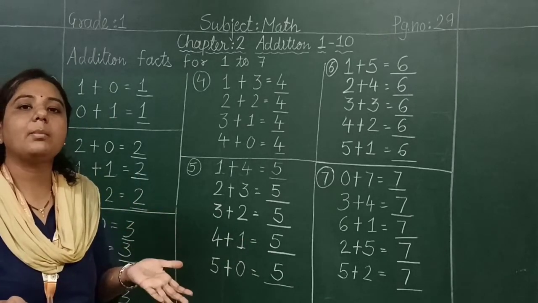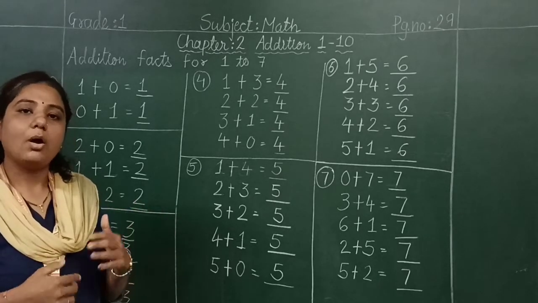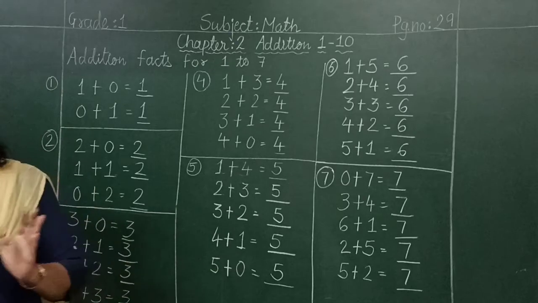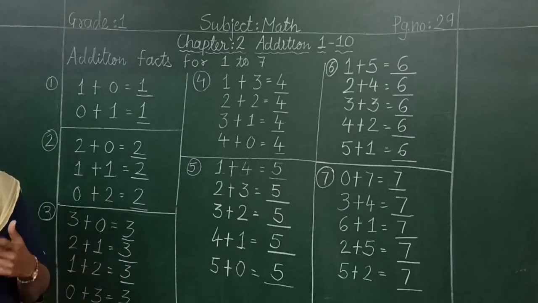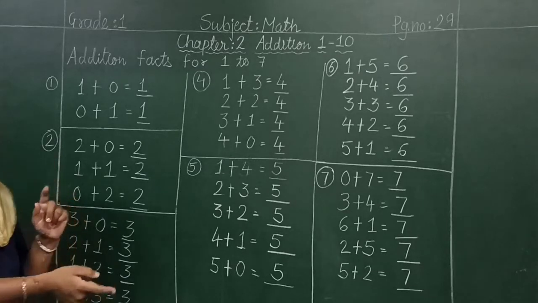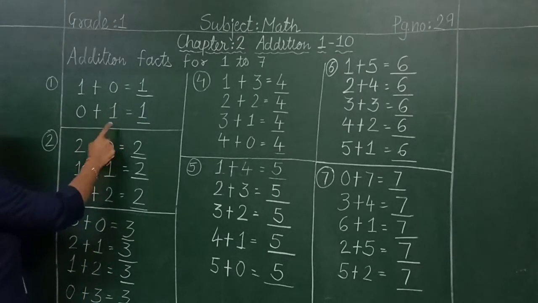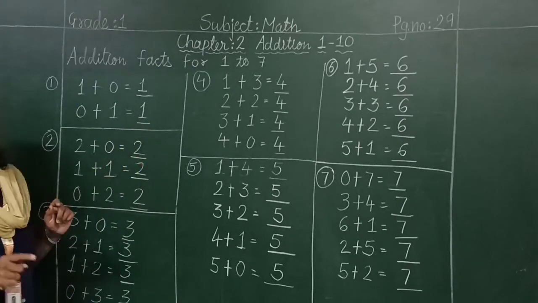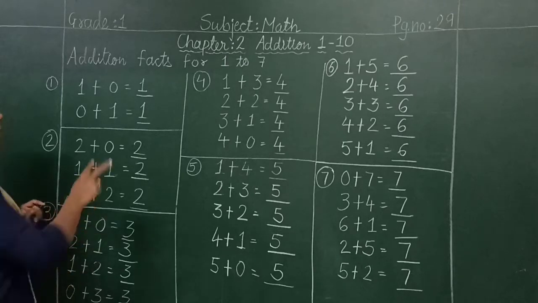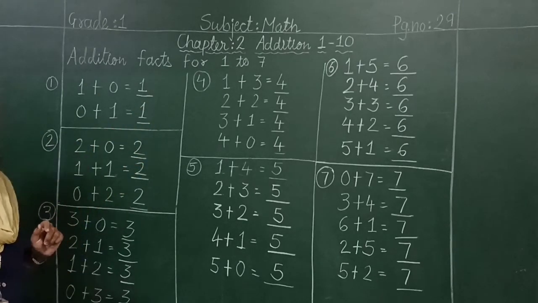So answer will remain same. Uske paas nahi hai, mere friend ke paas. Mere paas hai. Aur hum dono ko milakar, humare aur ek friend ko dekhte hain. To uske paas nahi hai. But answer will remain same. 1 plus 0, same answer 1. Iska ulta 0 plus 1, same answer 1. So this is called addition facts. Digits are changing, but answer is remaining same.